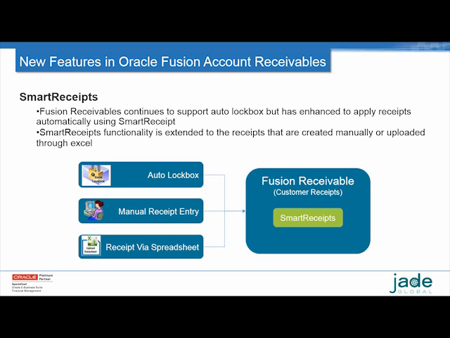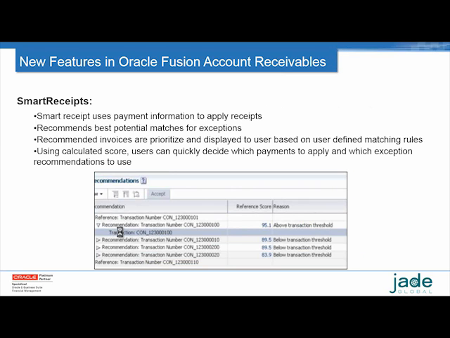Like in R12, even Fusion Receivables continues to support AutoLockbox, but they have enhanced it to apply the receipts automatically using the Smart Receipt functionality. The Smart Receipt functionality is extended to those receipts that are created manually in the system or uploaded through Excel. In general, Smart Receipt uses payment information to apply receipts. It recommends the best potential match for a receipt. It recommends open invoices to prioritize and displays them to the user based on user-defined matching rules. Also, using calculated scores, the user can quickly decide which payments to apply and which exception recommendation to use.